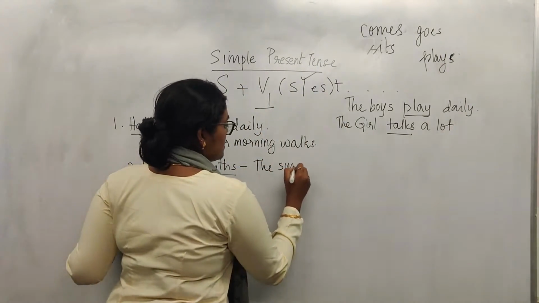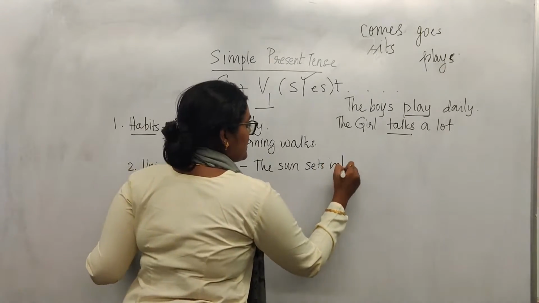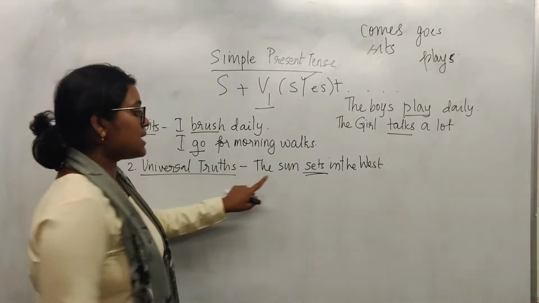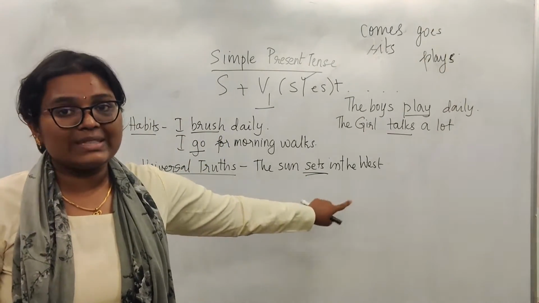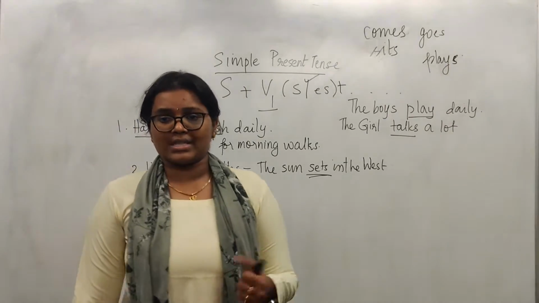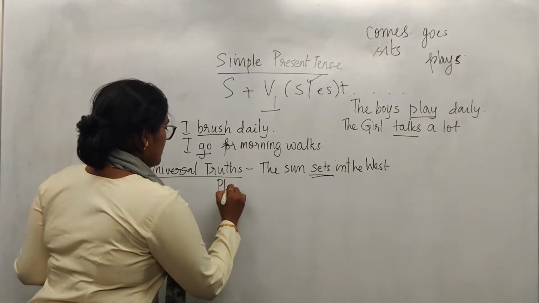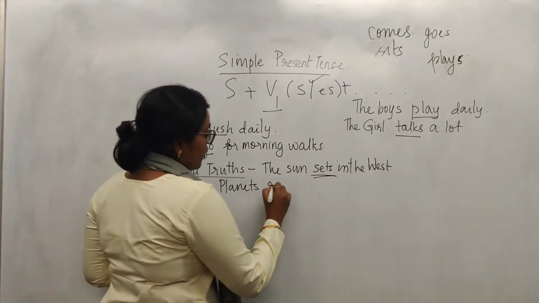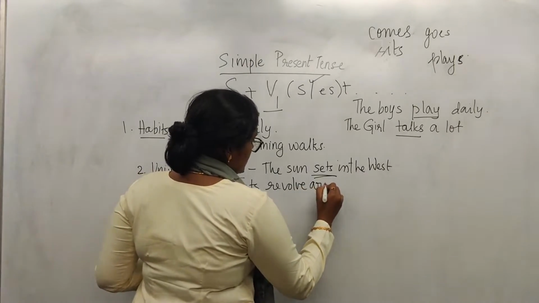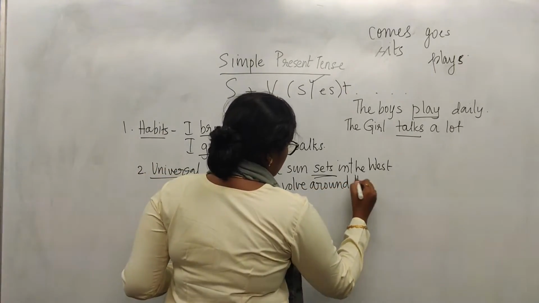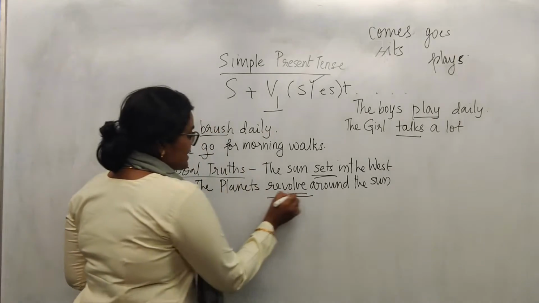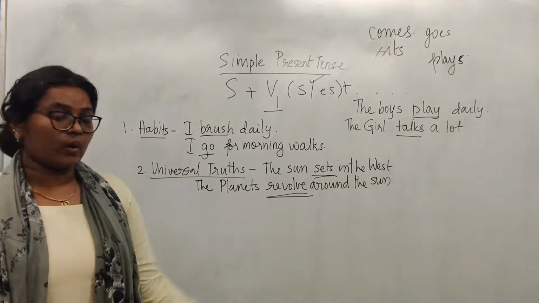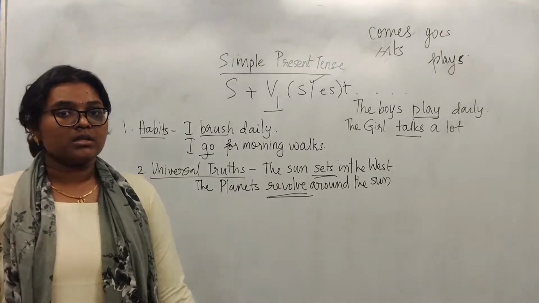The sun sets in the west. You say sets because sun is singular and therefore you use the verb with the S form. I'll give you another example now. The planets revolve around the sun. I say revolve because planets is plural, so we use revolve. Planets revolve around the sun.